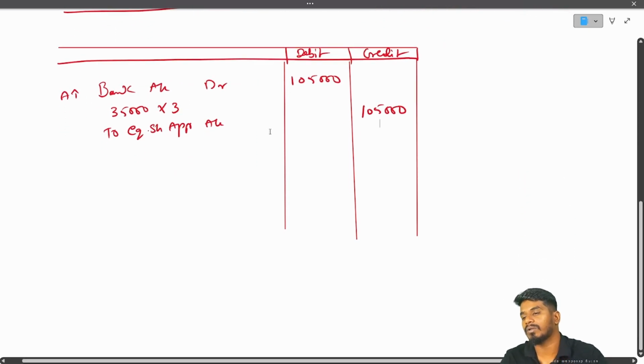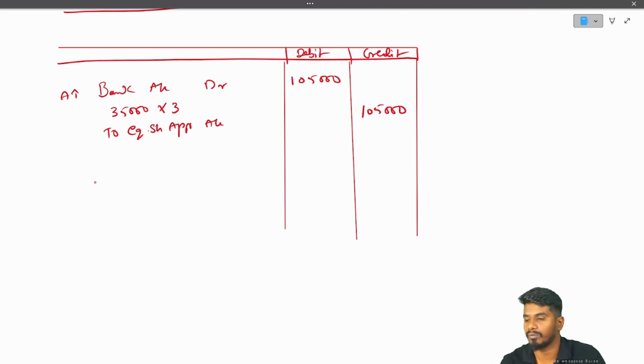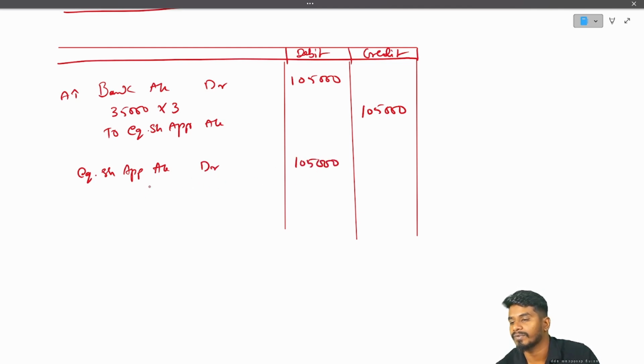Then we need to transfer whatever we have received to share capital account. For that, we need to reverse this transaction. Equity share application account. In examination, you should write it completely, right? How much? 1 lakh 5,000. Where will we transfer? We will transfer to equity share capital account, 1 lakh 5,000.